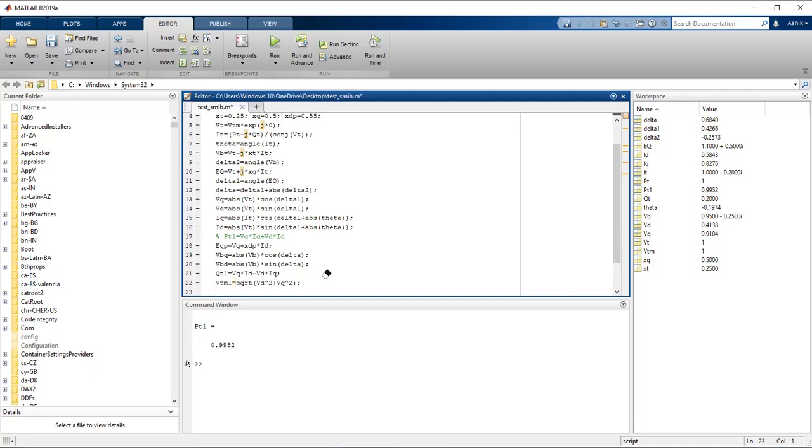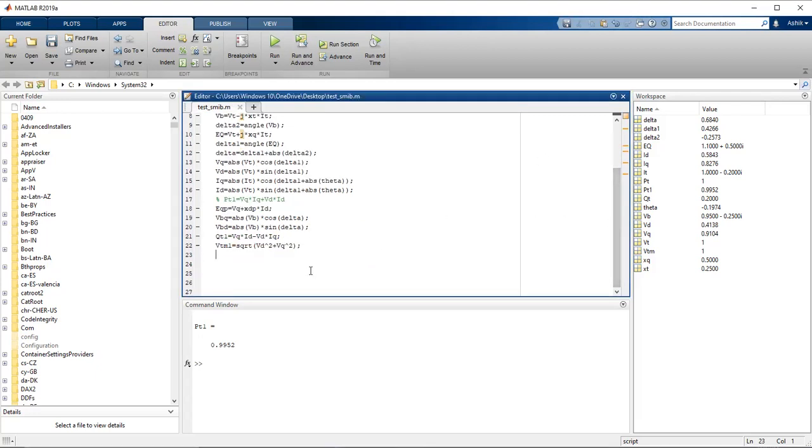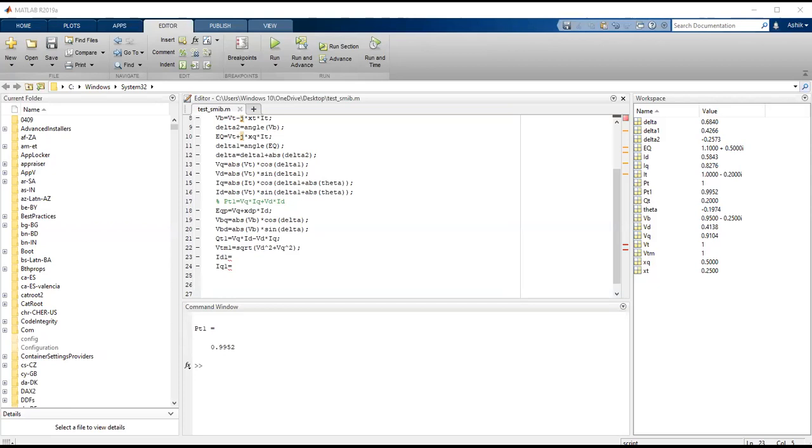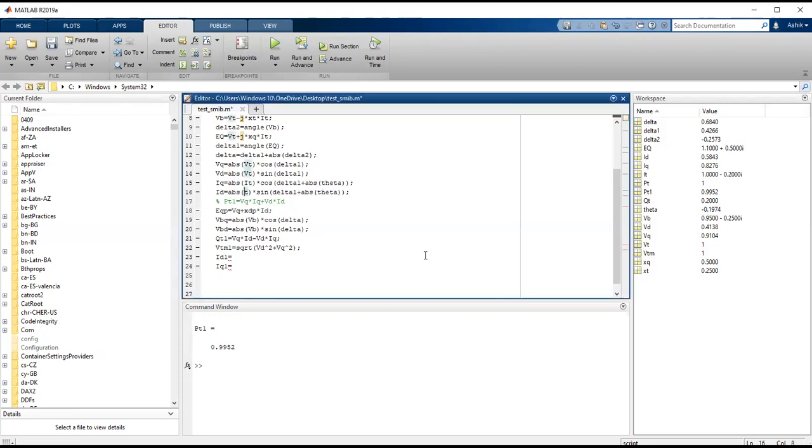QT, PT, VTM. Then we need to check ID and IQ. So let me write something like ID1 and IQ1. So what is ID1 and IQ1? Let me check the lecture. ID1. Okay. In the line 16, probably it will be absolute of IT. Oh, yes. Thank you. So yeah, this is the problem. Okay, thank you very much.